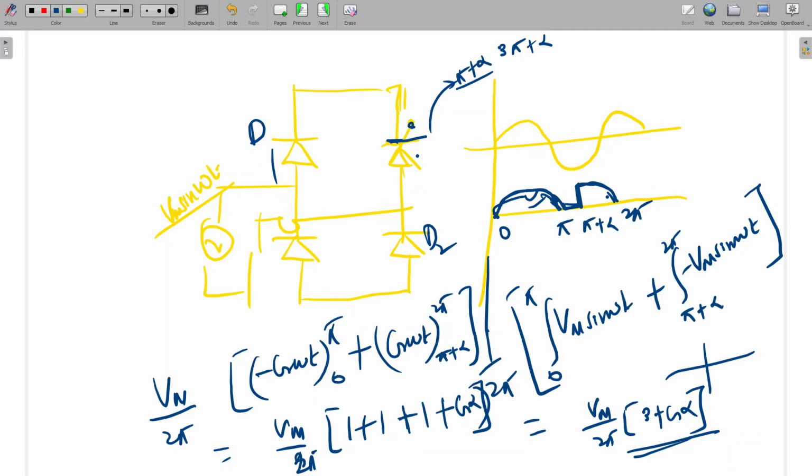So thank you all. Next class I will do some half bridge rectifier single phase. Then I will do some starting for three phase. Like some waveform techniques I will start for three phase.